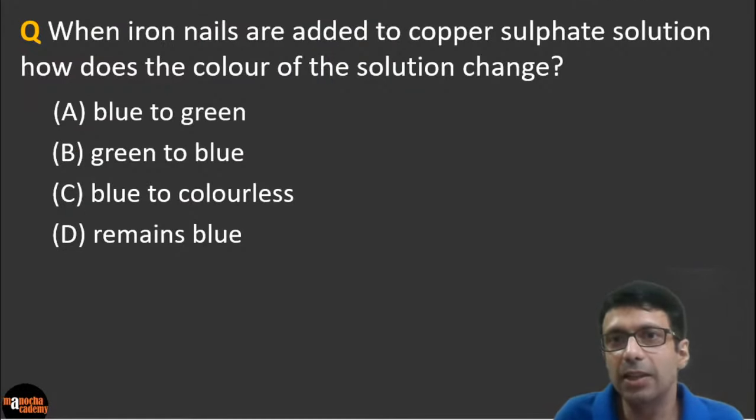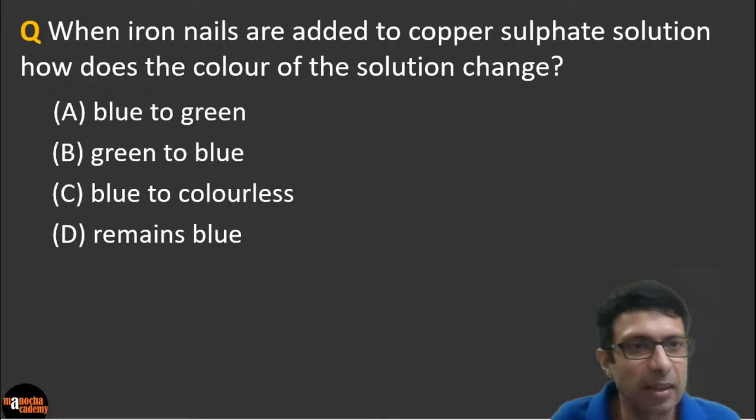When iron nails are added to copper sulfate solution, how does the color of the solution change? Does it turn from blue to green, green to blue, blue to colorless, or remains blue? Come on guys, please try.